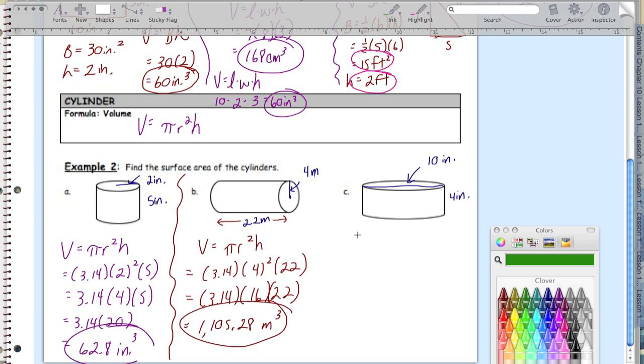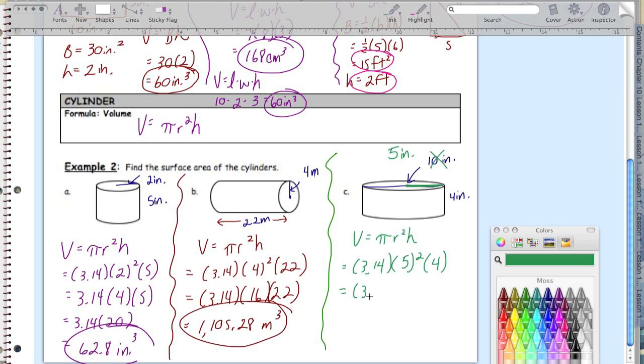All right, last one. Part C. We're going to go ahead and solve for the volume, which is pi r squared h. Now, they're giving us the diameter, so just like we did on the other problem, we don't want the diameter, we only want the radius. So we're going to think of that as 5 inches instead. Pi is 3.14. My radius is now 5, so it's 5 squared, and my height is 4 inches.